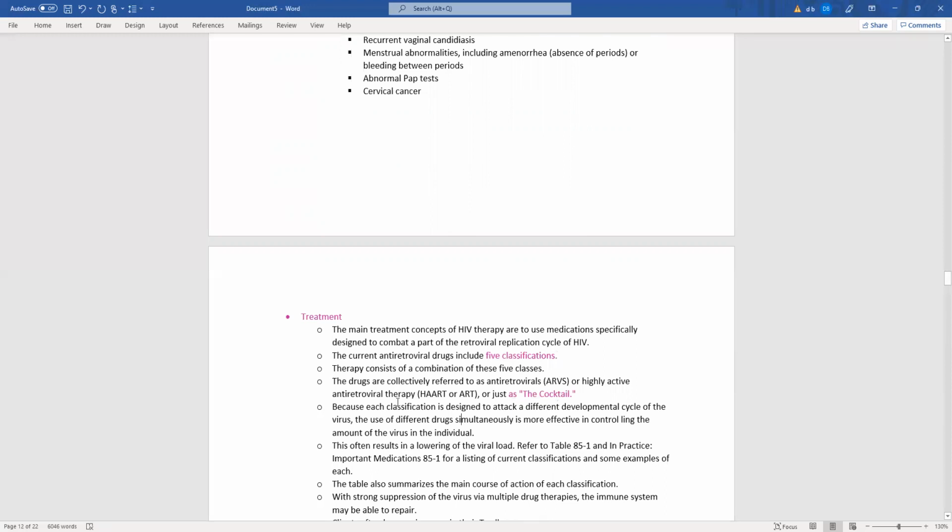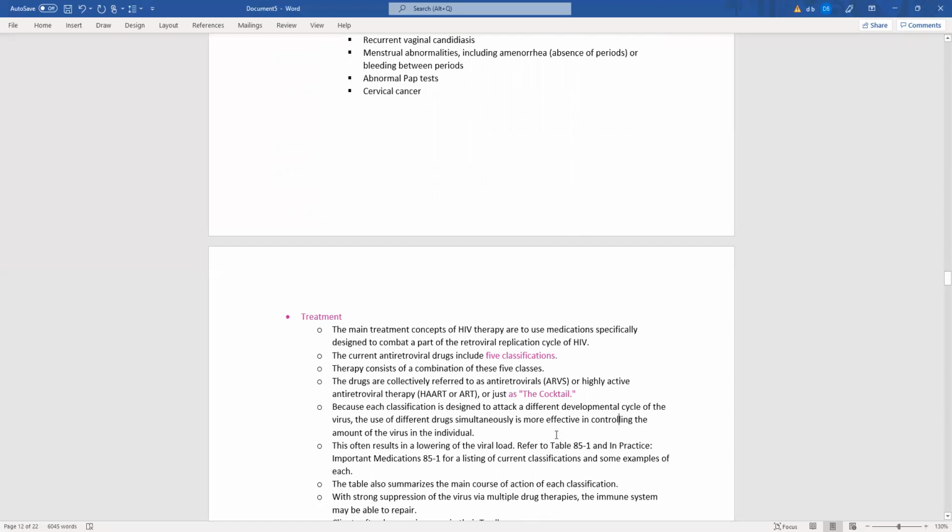Each classification is designed to attack a different stage of the development cycle of the virus. The use of different drugs simultaneously, meaning together, is more effective in controlling the amount of the virus in the individual. This often results in a lowering of viral load.